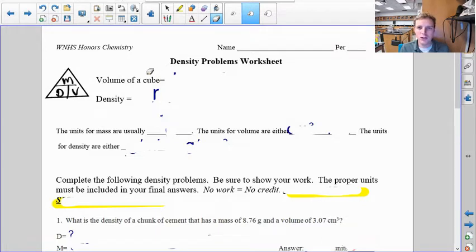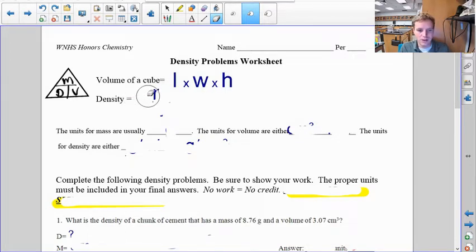The volume of a cube, we didn't talk about this yesterday, but it will be relevant because density calculations involve volume all the time. Just so you know, the volume of any given cube will be the length times the width times the height. So just make sure you keep that in mind. I'm sure you have seen that equation in geometry or something like that before.